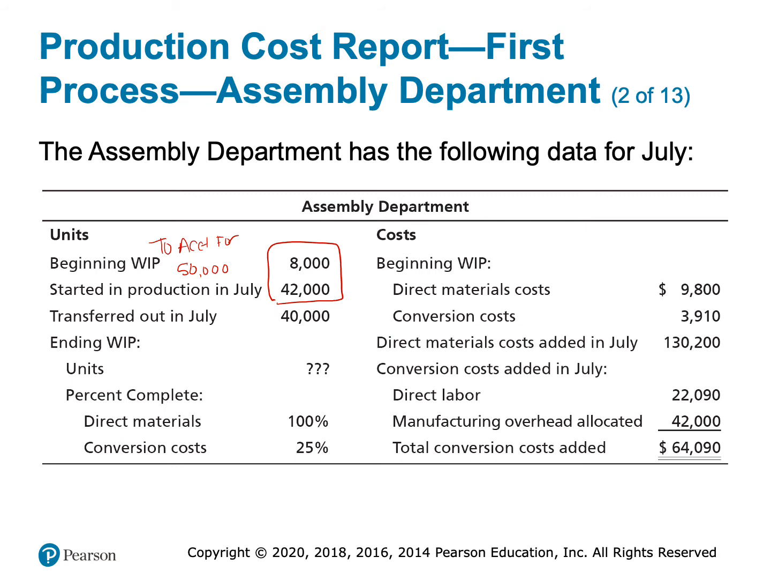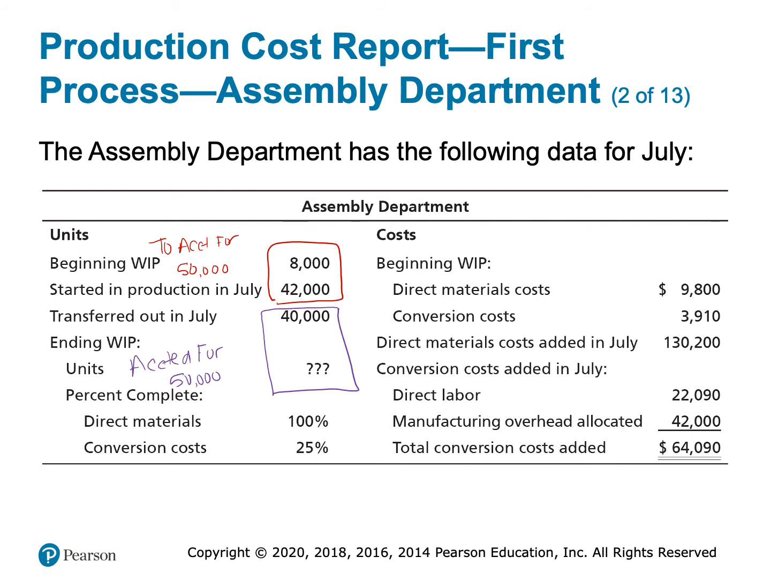Now notice that they tell us we transferred out 40,000 units, but they don't tell us how many units are in ending work in process. Usually they're going to give you 3 of the 4 numbers that you need and you have to figure out the 4th one. Well, we know that transferred out plus ending work in process is that accounted for. And we know that it has to equal to account for, which is 50,000.